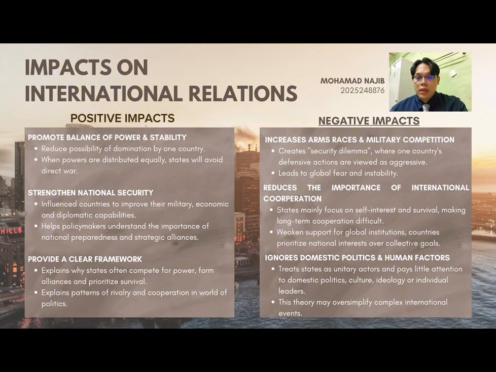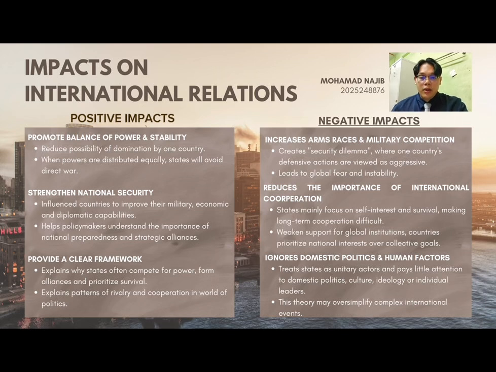The second positive impact of this theory is it encourages states to strengthen national security. Neorealism has positively influenced countries to improve their military, economic, and diplomatic capabilities in order to protect national security. For example, many countries strengthened their defense system after the September 11 attacks to prevent future security threats. Neorealism helps policymakers understand the importance of national preparedness and strategic alliances. This contributes to stronger state security and defense planning in global politics.